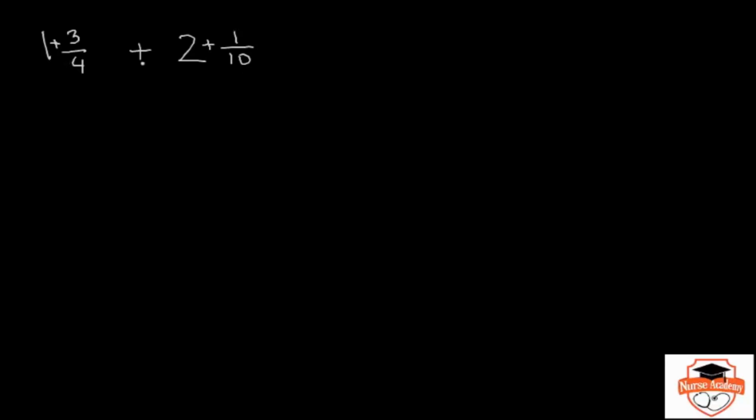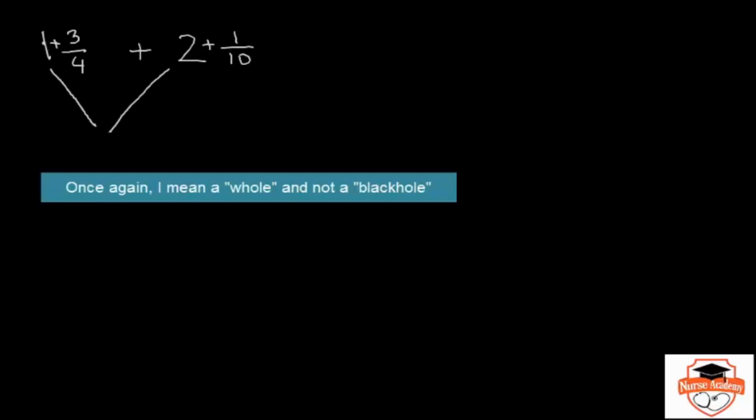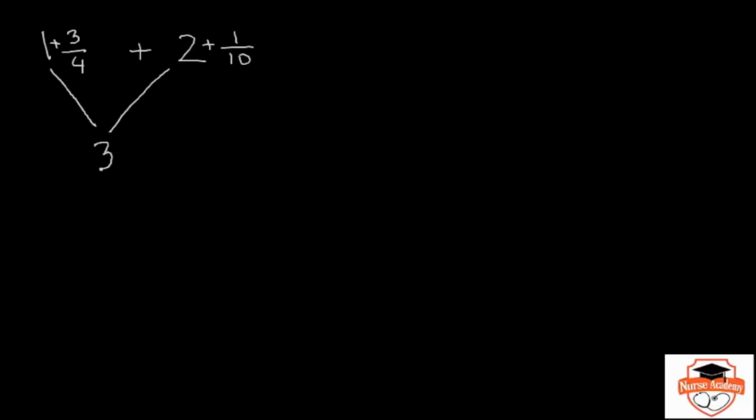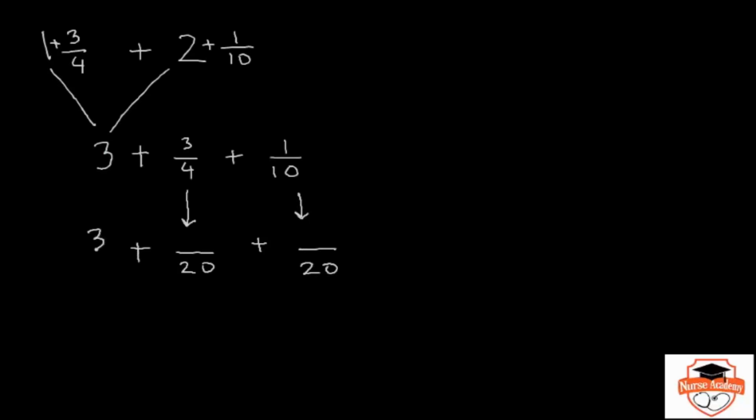Therefore, in order to add them, we could add the wholes together. So 1 whole plus 2 wholes will give you 3 wholes, and add the fractions together. So that's going to be 3 wholes plus 3/4 plus 1/10. And you know how to add fractions that are not on the same denominator. The LCM of 4 and 10 is 20. Therefore, we are going to rewrite this as something over 20 plus this as something over 20 and add them up. And finally, add that result to the 3 wholes we got.